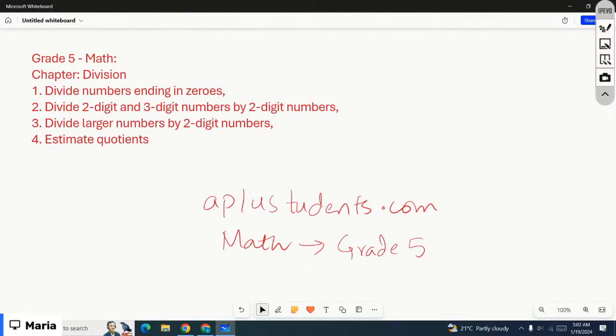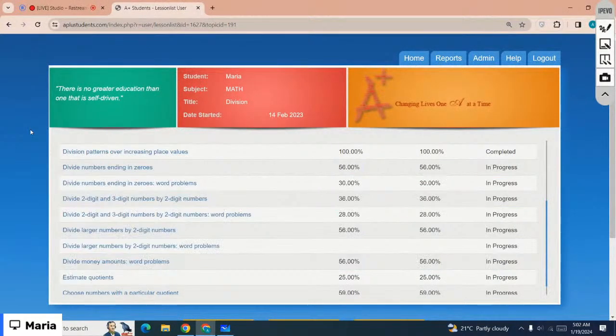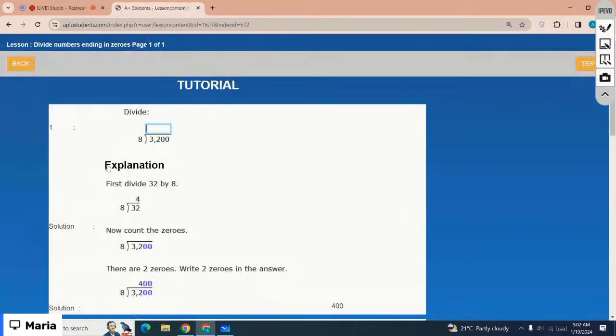So let's just start with the first lesson. Please make sure you have your notebook and pencil so that you can note down the important examples and definitions as well. The first lesson is divide numbers ending in zeros, right? So, how do we divide numbers that are ending with zeros? That is exactly the same like we do with multiplication, right?